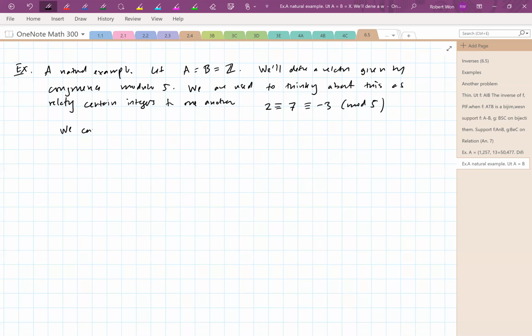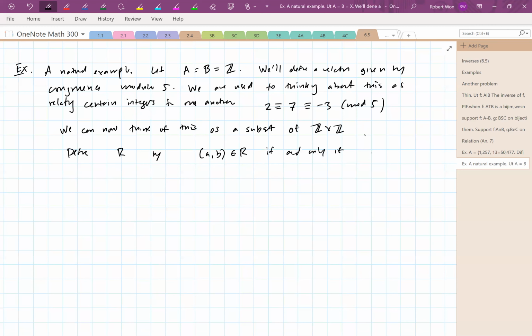So we can now think of this as a subset of Z cross Z. Let's define our relation R by (a, b) is in R if and only if a is congruent to b modulo 5. So I'm taking a subset of the Cartesian product. Which subset? I'm taking all the pairs where both of the coordinates are congruent to one another modulo 5. And this is a humongous subset of the Cartesian product, I should add. There's tons and tons of elements in this subset of the Cartesian product.